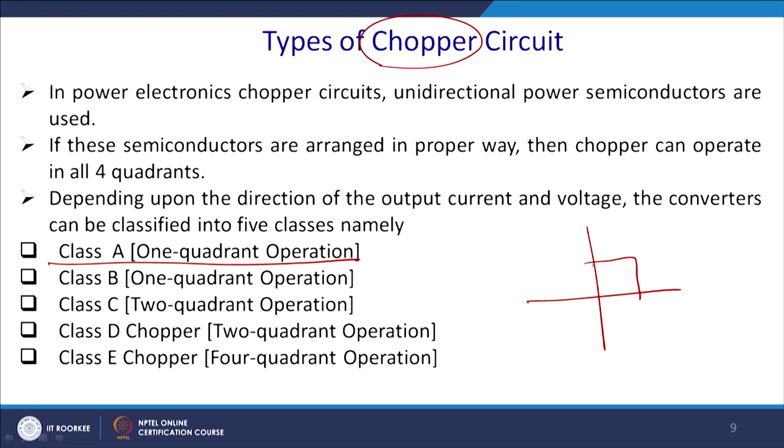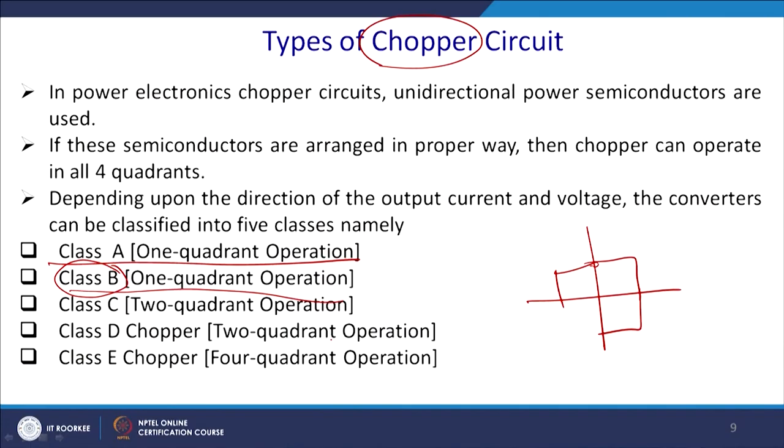If you want second quadrant operation, there are two kinds of second quadrant operation possible, this or this. We shall see that if you want regenerative operation, we will have a second quadrant operation. Class B is also a first quadrant operation, but you will have some elements of regenerative braking. Essentially it will operate in the fourth quadrant, and thereafter you have the class C chopper that will operate in both quadrants, and then we will have the class D chopper.